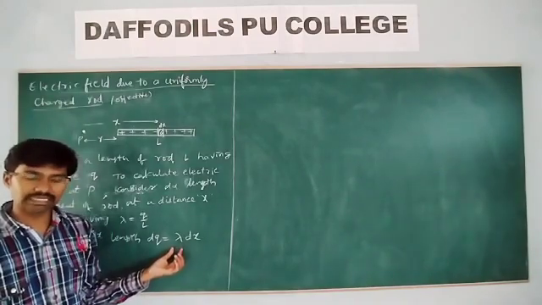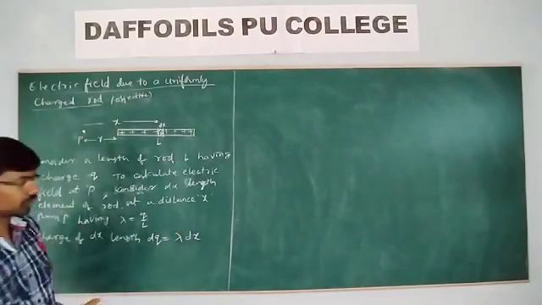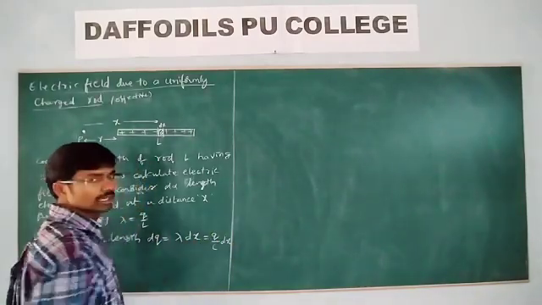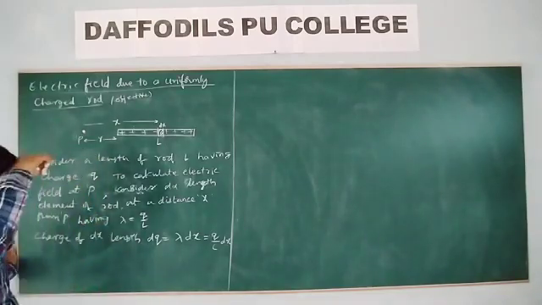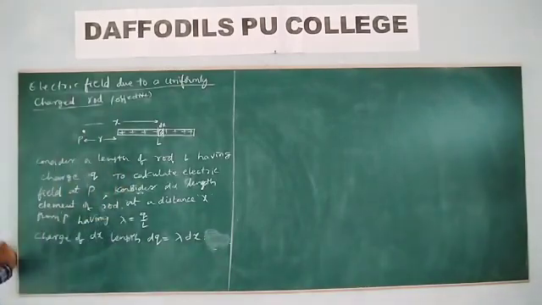Lambda is the linear charge density, that means charge per unit length, into that length: Q by L into dx. Or let me take it as lambda into dx, more properly lambda into dx.